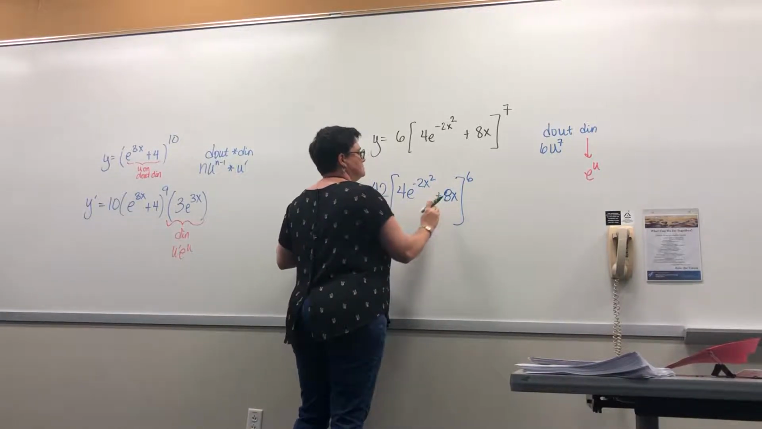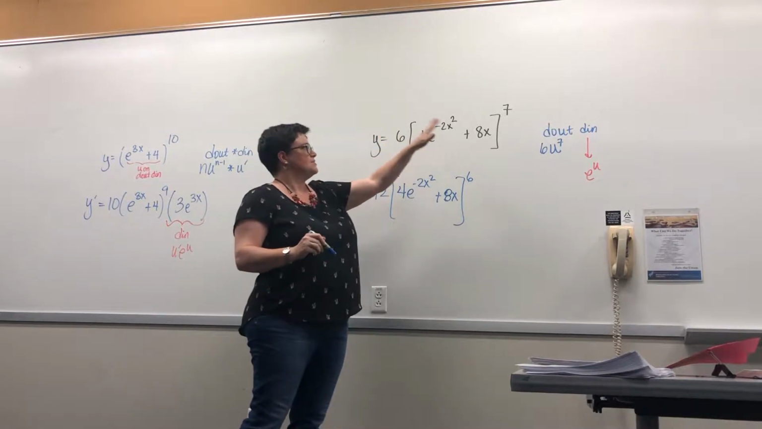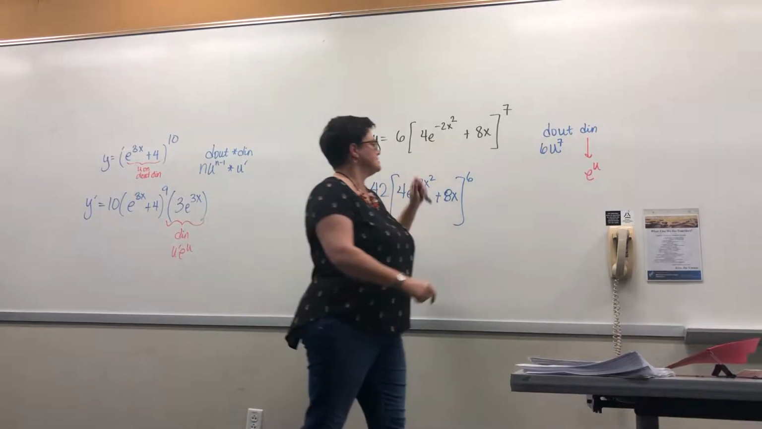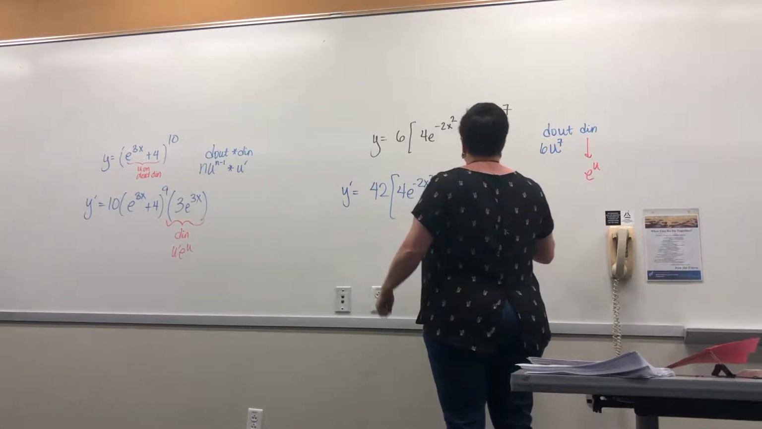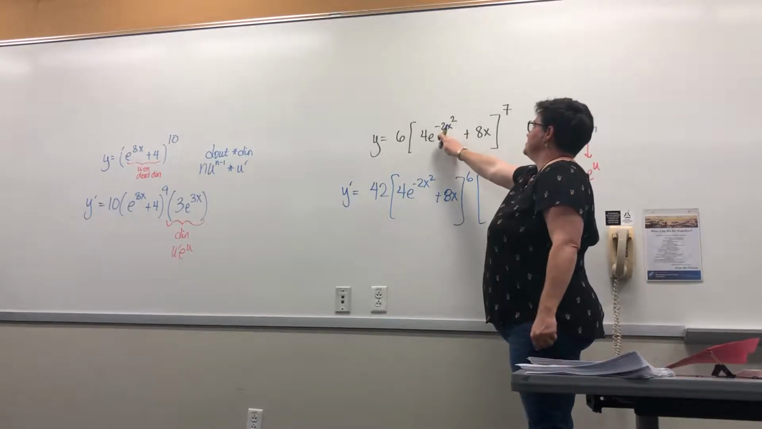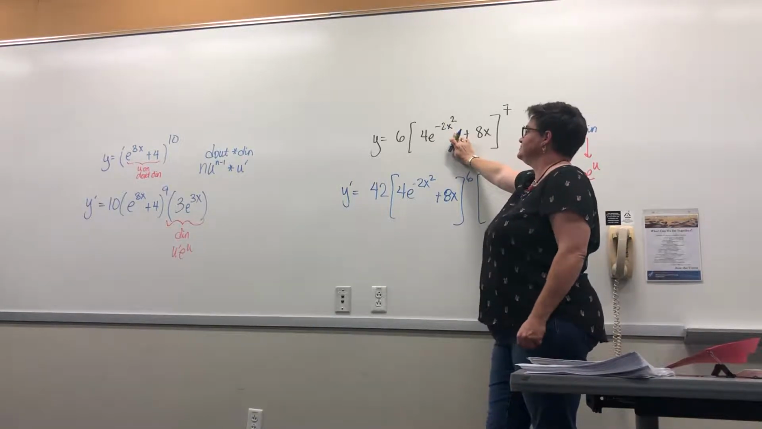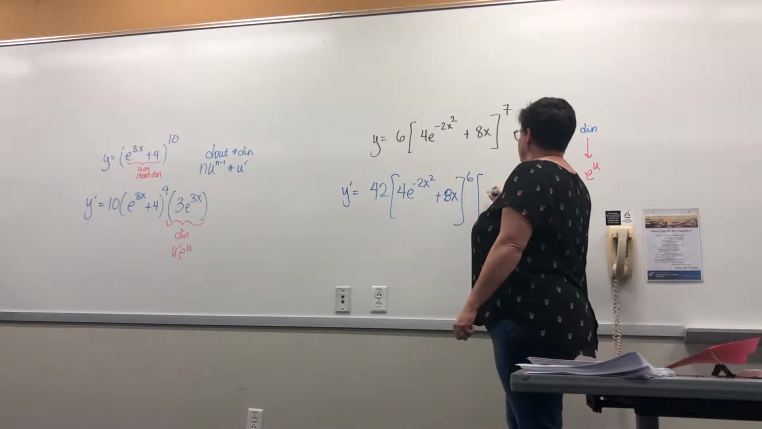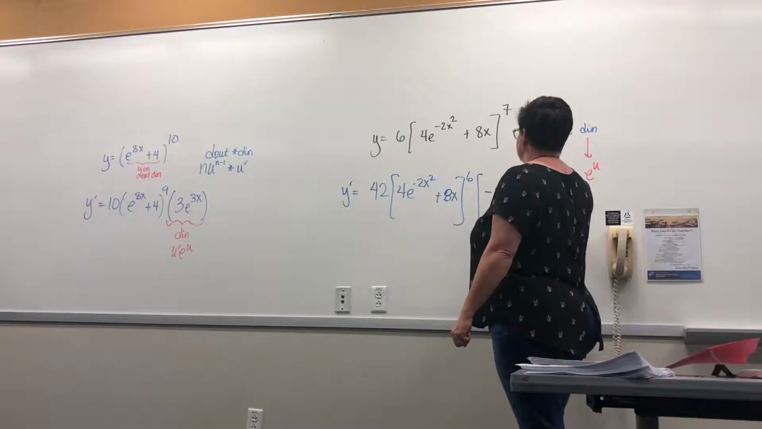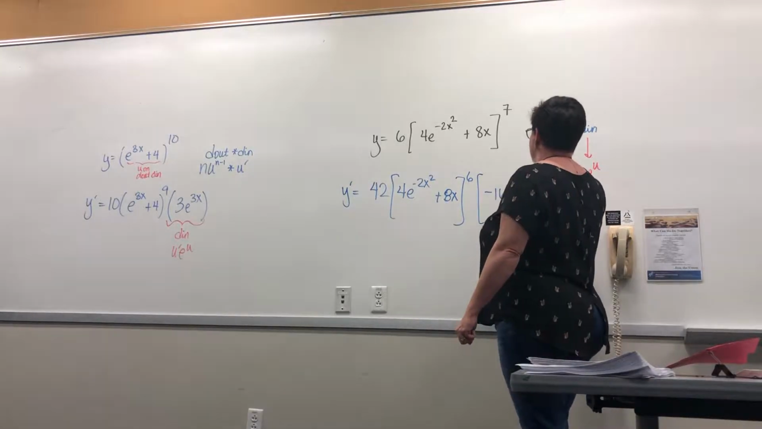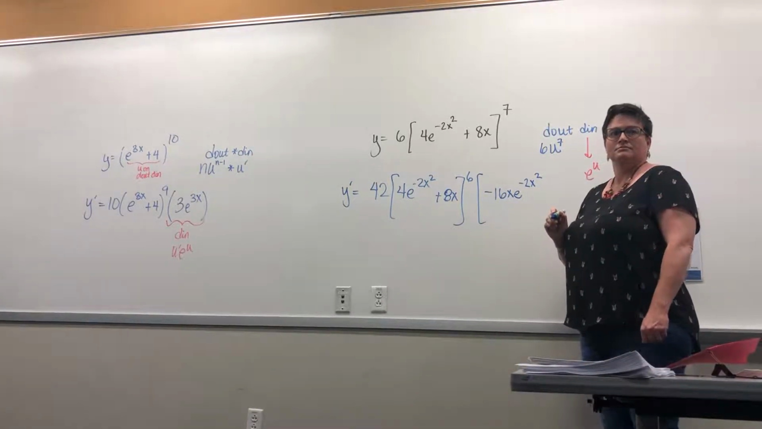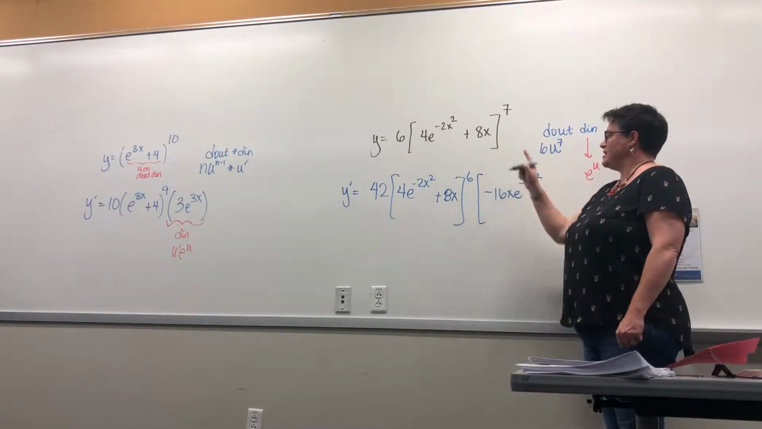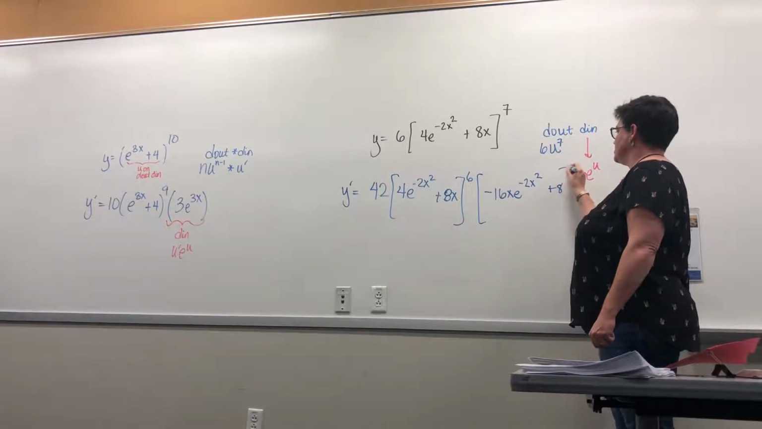Okay, that's D out. Now imagine peeling away those brackets and all you're left with is the inside. So let's go term by term. What's the derivative of this? Negative 4x. So what's the derivative of this? Start with your exponent. Negative 4x times 4 is negative 16x e to the negative 2x squared. You guys with me? What's the derivative of 8x? Plus 8. And we're done.